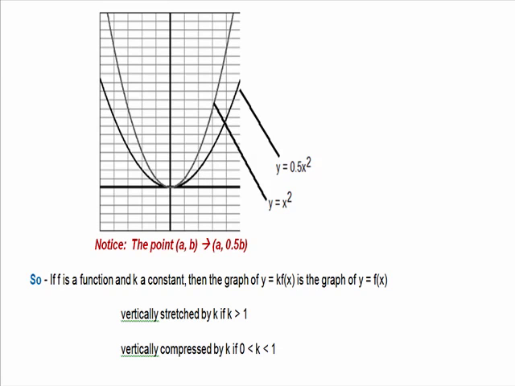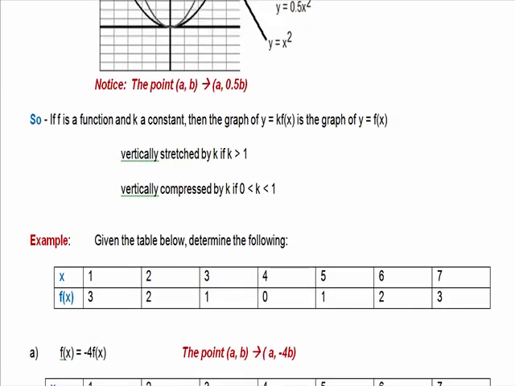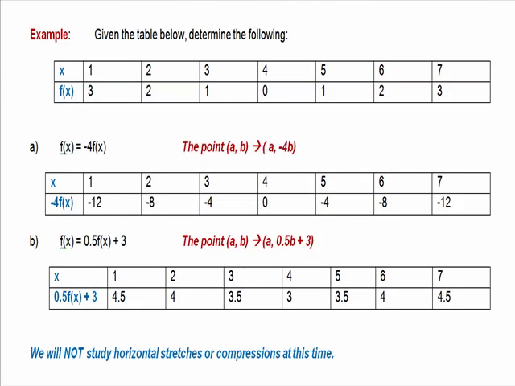So in general, if f is a function and k is a constant, then the graph of y equals k times f(x) is the graph of y equals f(x) either vertically stretched, if that constant's bigger than 1, and compressed if k is between 0 and 1. Notice I didn't talk about negatives here because then we have that issue of reflecting over the x-axis. So I get stretched when k is bigger than 1, and compressed when k is less than 1.